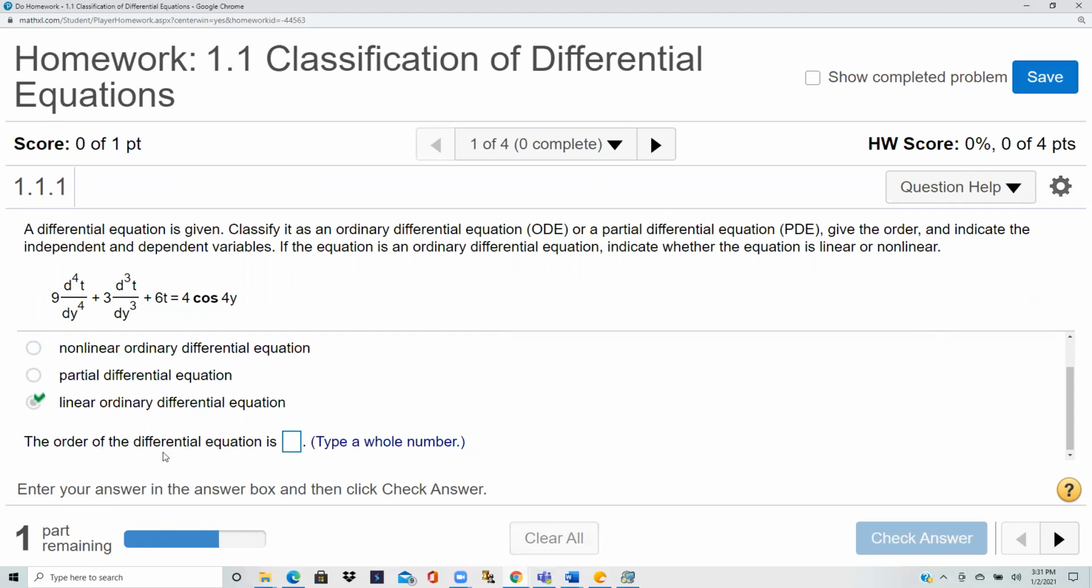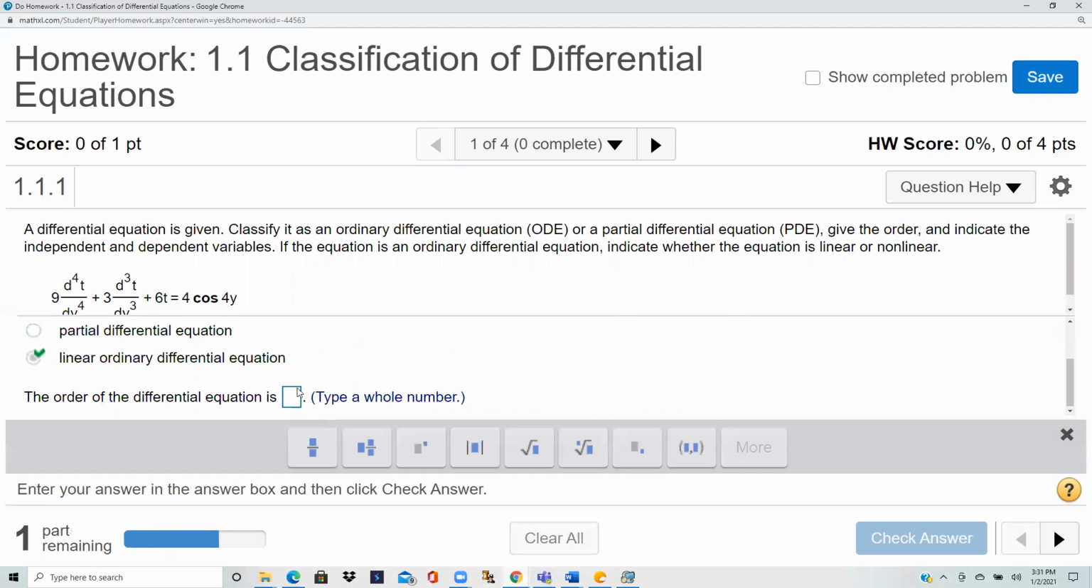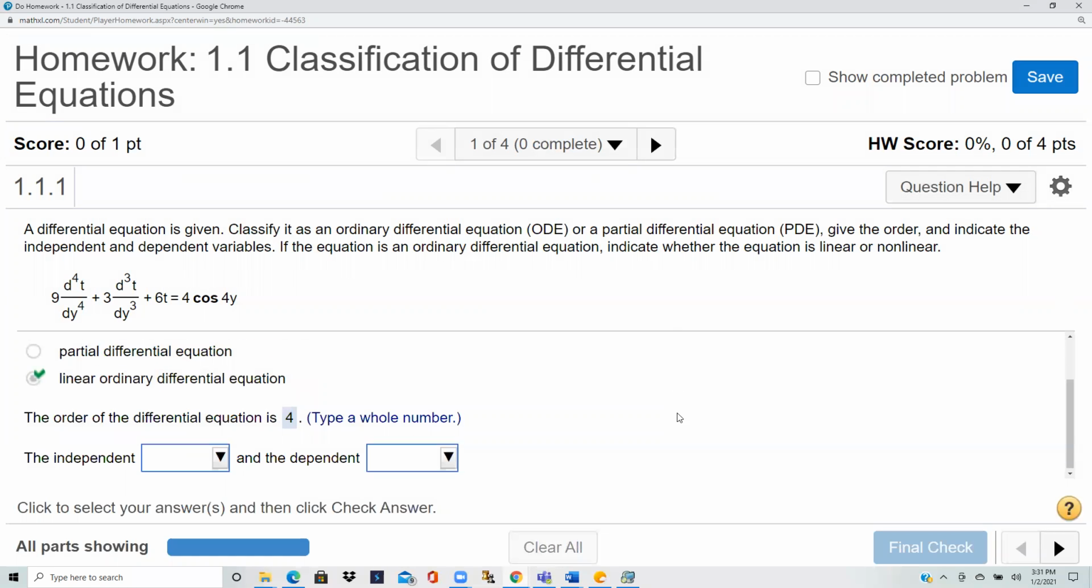Then what's the order of this differential equation? The order is 4, as we discussed earlier, because the highest derivative is the fourth derivative. And then the independent variable is y. So whatever is the bottom variable in the derivative, that's the independent variable. And the dependent variable is the top of the derivative. So remember, in dy by dx, y is the dependent variable. It's a dependent variable only because it's appearing on the top.